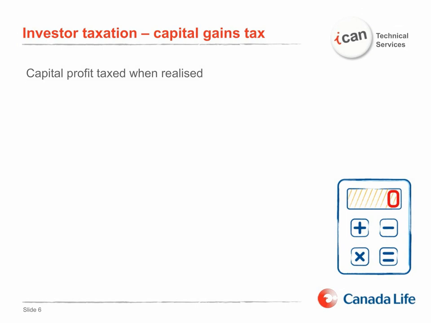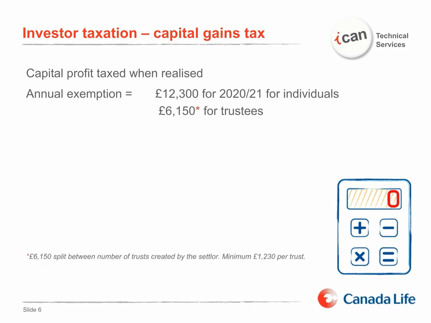Moving on now to capital gains tax, we all know that capital profit is taxed when realised. However, every individual has an annual exemption, currently $12,300 in the 2021 tax year. That's for individuals. If it's trustees of a trust, they have a maximum of $6,150. I say maximum because this is shared amongst all discretionary trusts that a settlor has in a particular year, down to a minimum of 1/5. So $1,230 in the 2021 tax year.